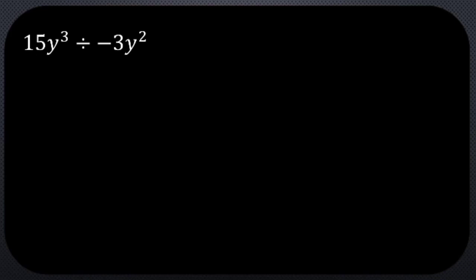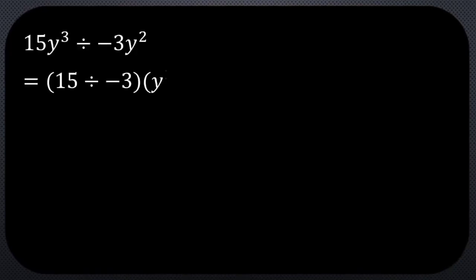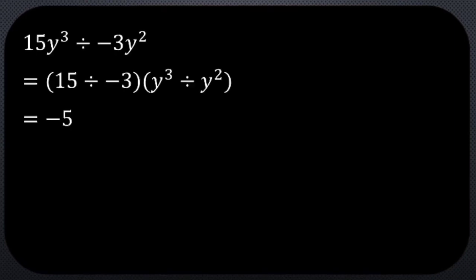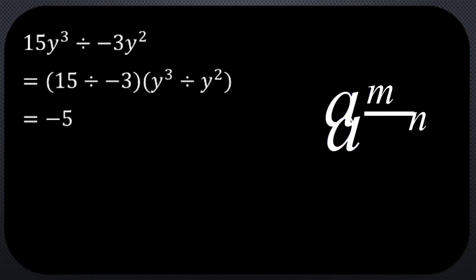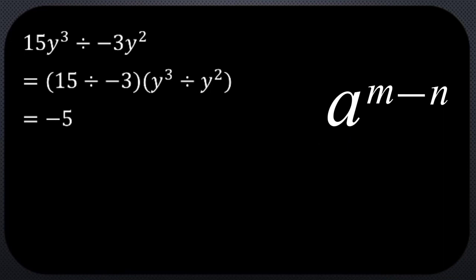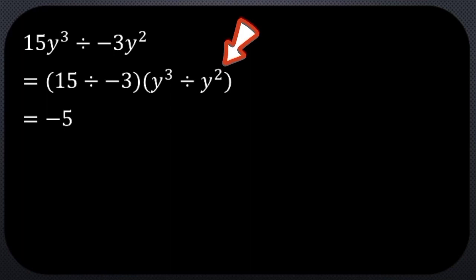Focusing on the coefficients, we get positive 15 divided by negative 3. Next, we consider the variables, and we get y exponent 3 divided by y exponent 2. Positive 15 divided by negative 3 is negative 5. From indices, when we divide numbers of the same base, we subtract the exponent of the divisor from the exponent of the dividend. The exponent of the dividend is 3, and that of the divisor is 2. Therefore, 3 minus 2 is 1. Y exponent 1 is y.